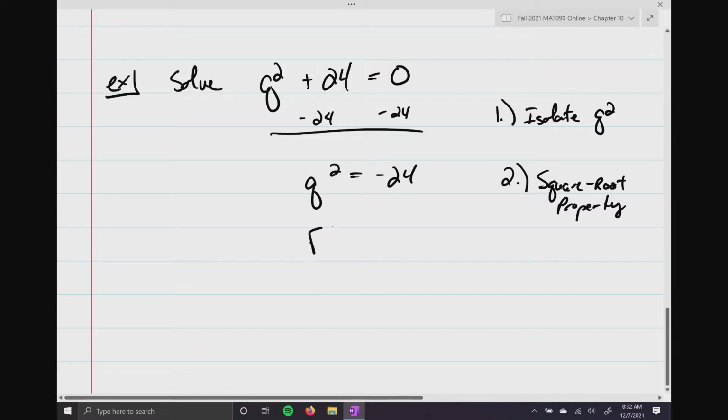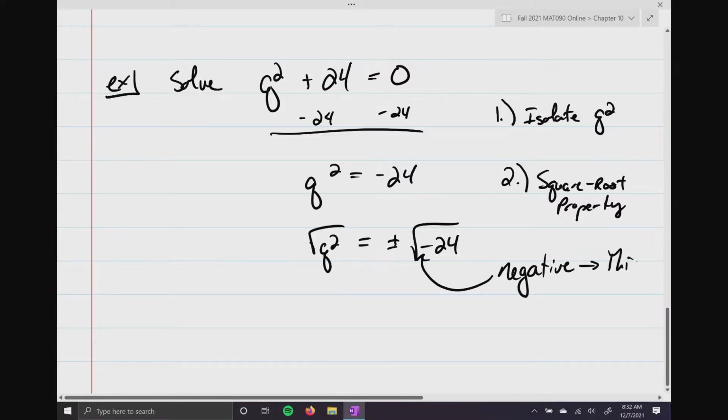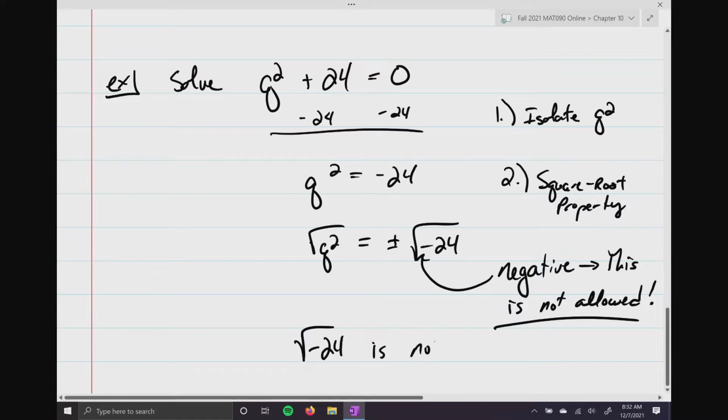When we try to apply the square root property, notice we have a negative underneath the radical. And this is not allowed. Okay? So what we would say is the square root of negative 24 is not a real solution.